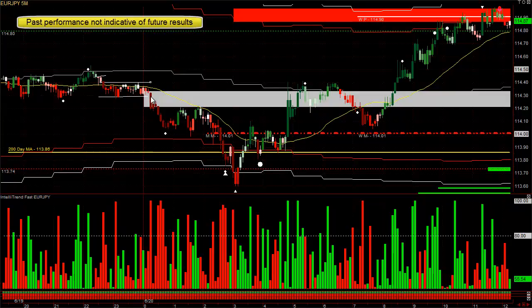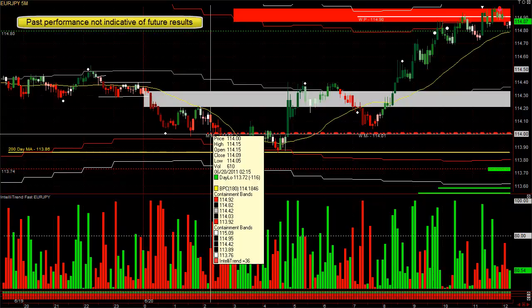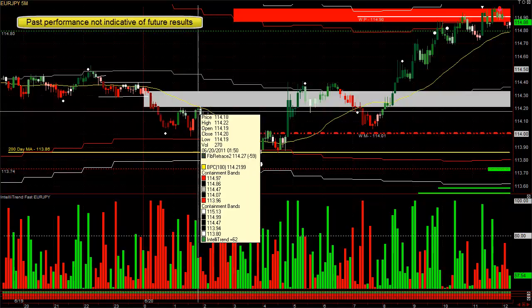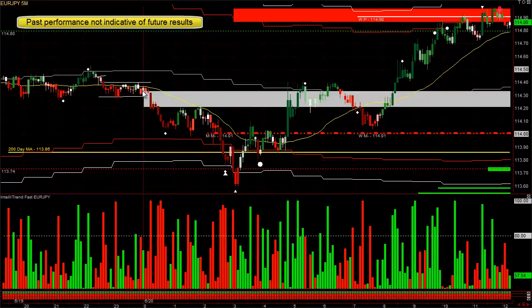When it breaks down, it's pretty likely to continue, usually to the lower bands or the next area of support, which was right here. This was the next area, 114. If you got short right here at 29, you had about a 10 or 12 pip risk with a likely 25 to 30 pip profit target.